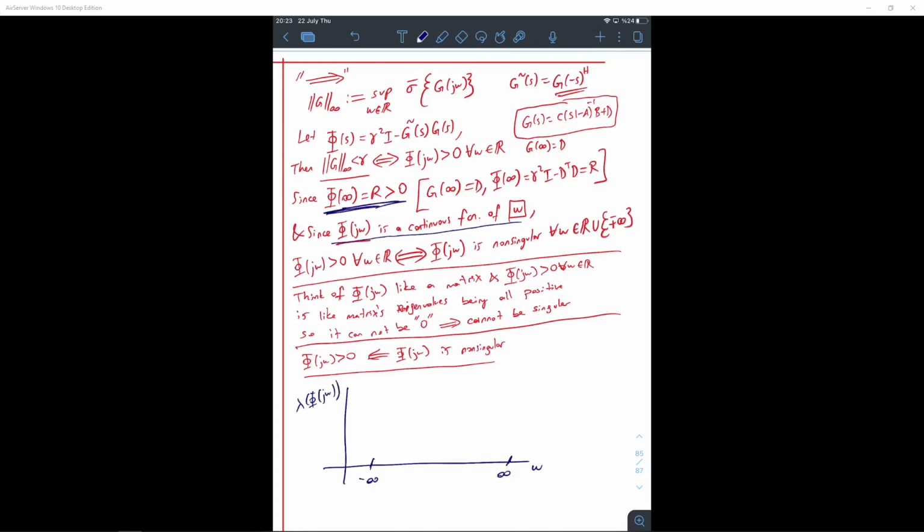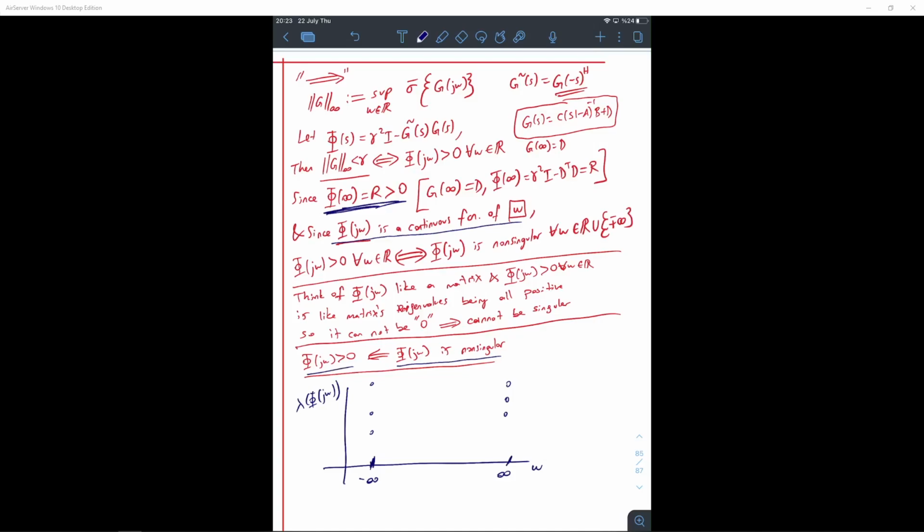And let's say there are 3 eigenvalues or something, okay? And since phi of infinity equals r, and this is like 0, meaning eigenvalues of phi are greater than 0. Let's say there are phi 1, phi 2, and phi 3, right? Alright, and this is also the case for minus infinity, okay? And this being non-singular implies this is positive, okay?